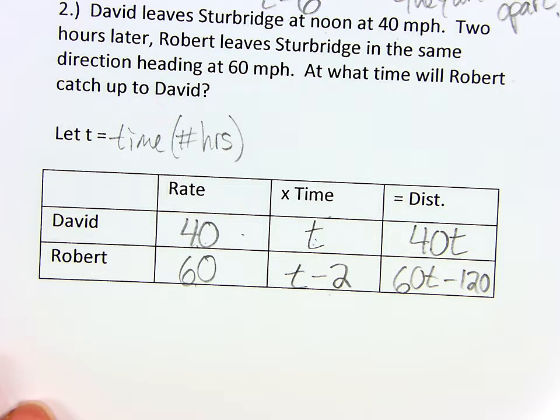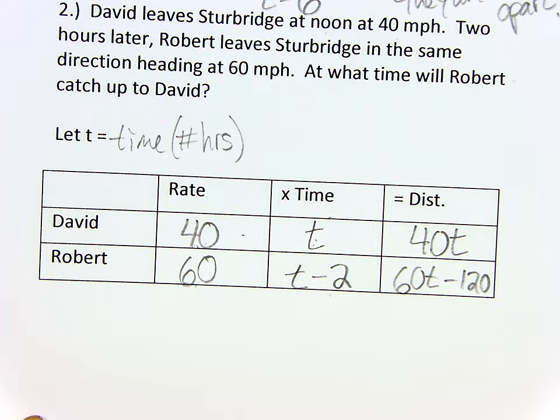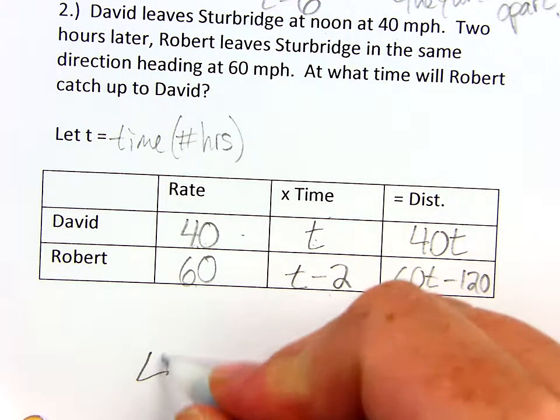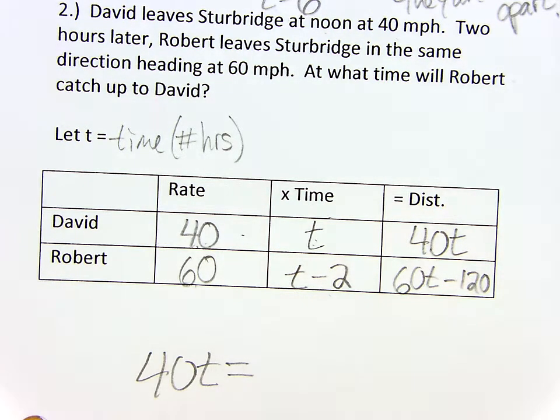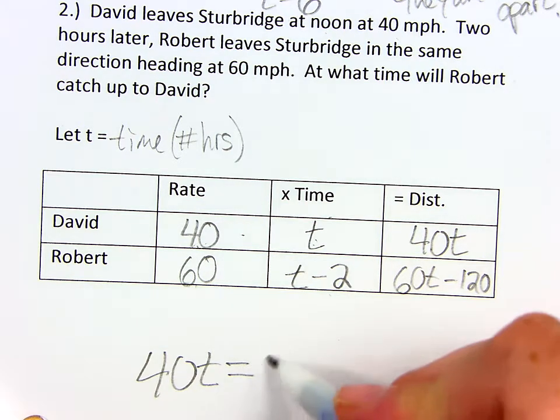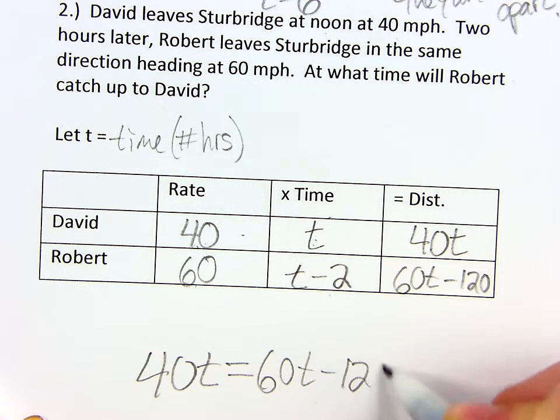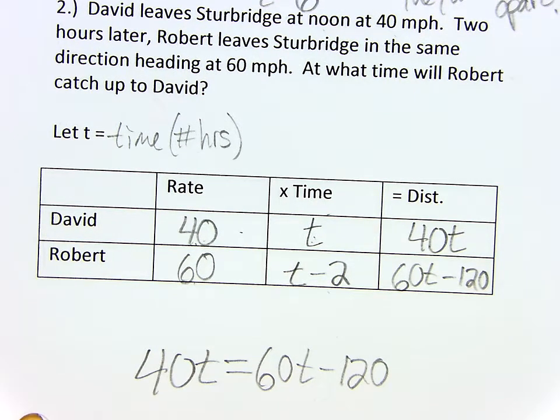You know it. It's in the box. David, how far did he go? What's David's distance? 40t. Yes. 40t. You set that equal to Robert's distance. What's Robert's distance, Paige? The whole thing. 60t minus 120. Wait, why would it be minus 120? That's Oh, right. Okay.